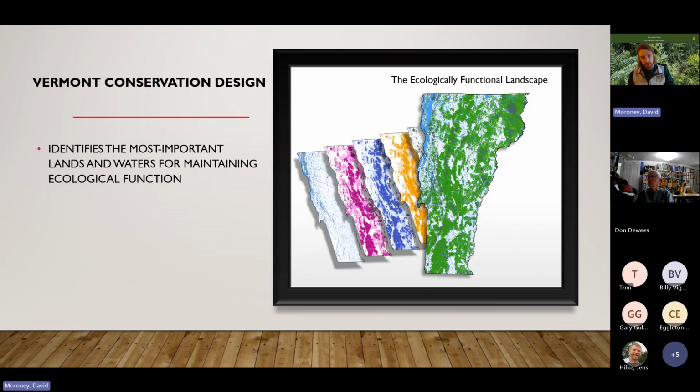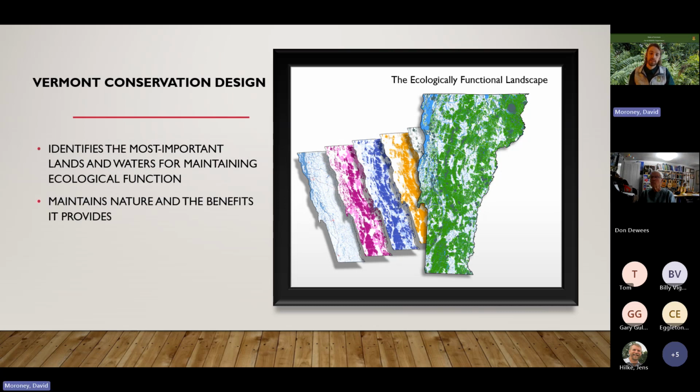On a more concrete level, Vermont Conservation Design is a prioritization that identifies the most important lands and waters across Vermont for maintaining ecological function based on a number of criteria. So we can think of it as a series of component maps that add up to a single overall priorities map that dictates a vision for what we call an ecologically functional landscape. You'll see a little image of that landscape here on the slide.